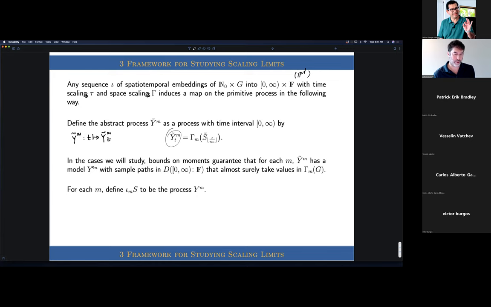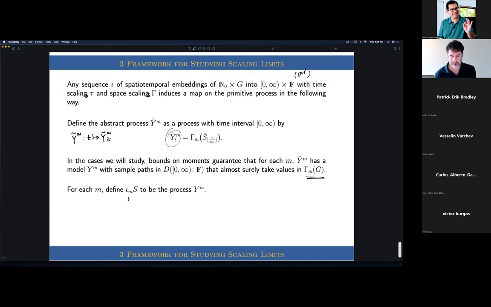So in the cases we will study, bounds on moments guarantee that for each M, Y tilde M has a model with sample spaces in the Skorokhod space that almost surely take values in the embedded discrete space. Notice that in general, this will always have a group structure inherited by G, but it is not necessarily the group structure that is induced by the field in which it lies. So for each M, define Y M of S to be the process Y M. And Y M, remember, is this process.